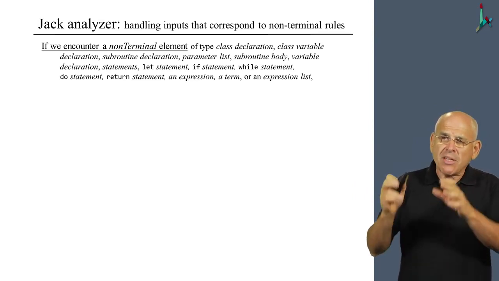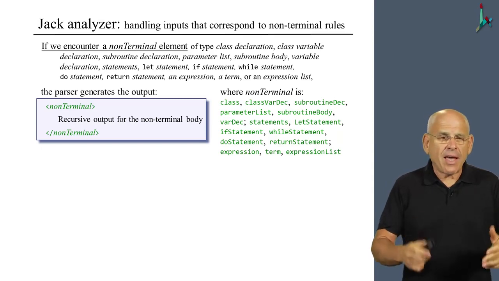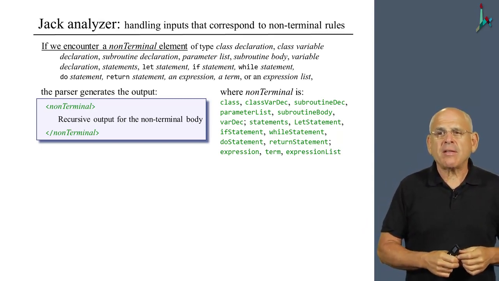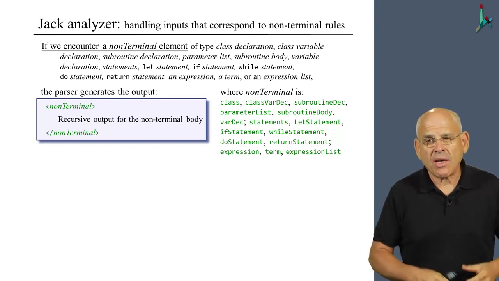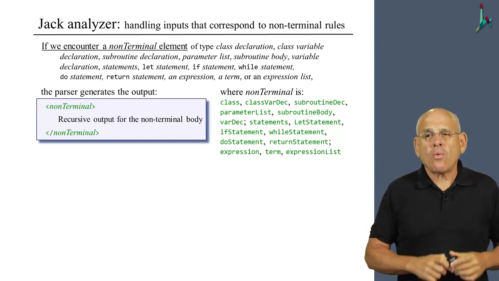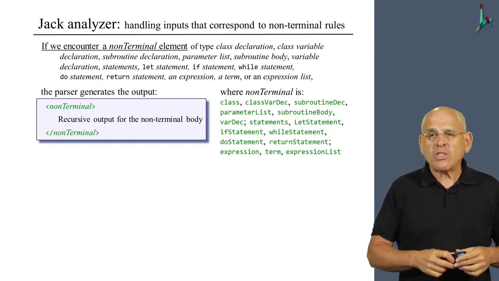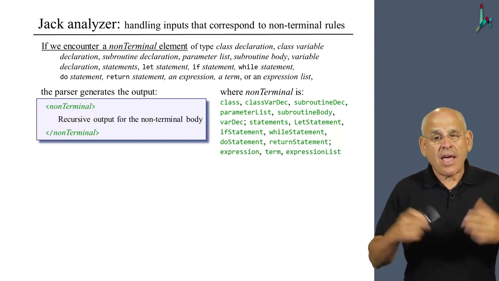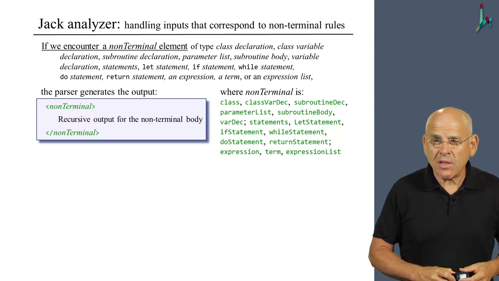When we have inputs that correspond to any one of these rules, here's what we do. Once again, we write the name of the non-terminal, and at the beginning and at the end we write slash the same name again, and in between we are going to recursively output everything which relates to the body of this non-terminal rule. And once again, an example is worth 1,000 words.